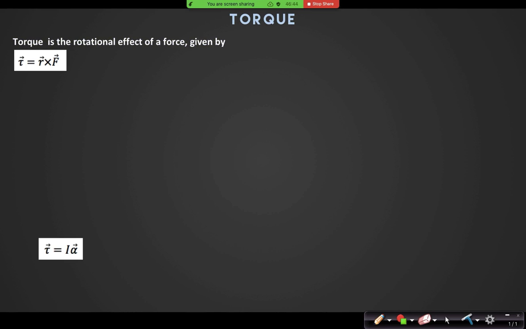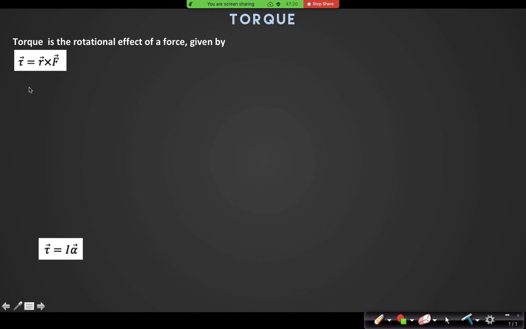As it is mentioned here, torque is the rotational effect of a force, given by tau is equal to r cross F. Why am I saying rotational effect of a force? A very simple example is when you open your door, you have to push or pull the door. You can always see that you have to apply the force at the door handle, which is away from the axis of rotation.